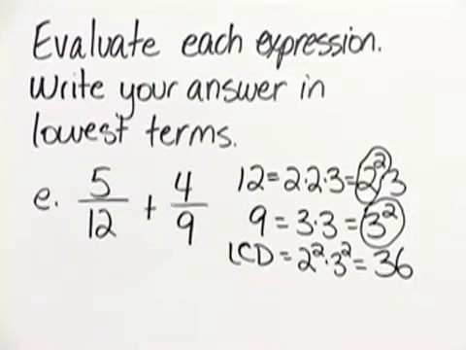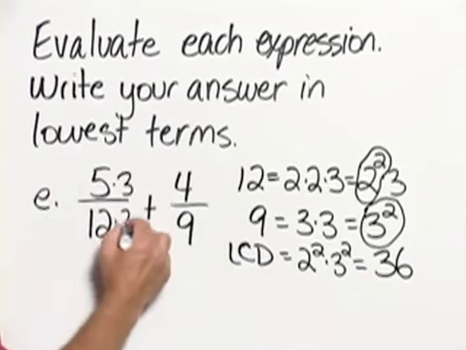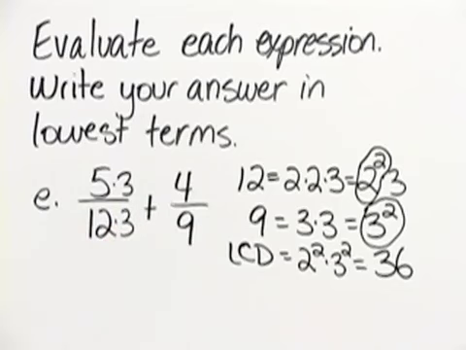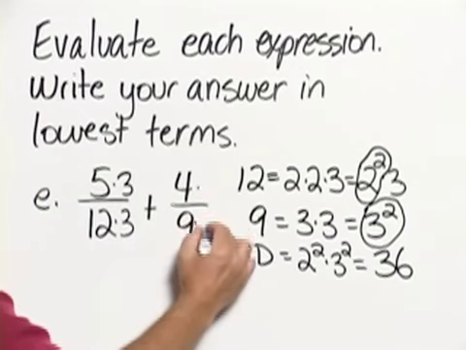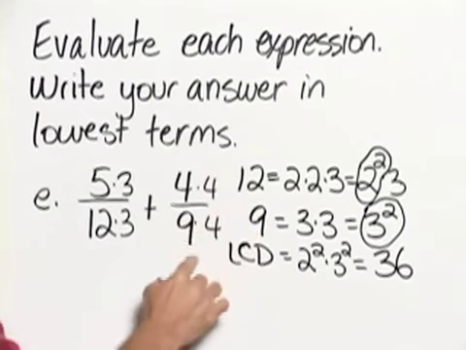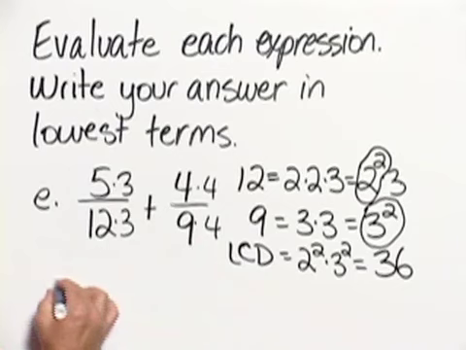Now what we need to do is multiply the numerator and denominator of this fraction by 3, creating a 36 in the denominator. For this fraction, we need to multiply the numerator and the denominator by 4, once again creating 36 in its denominator. Now that they have the same denominator, we can add together the numerators.